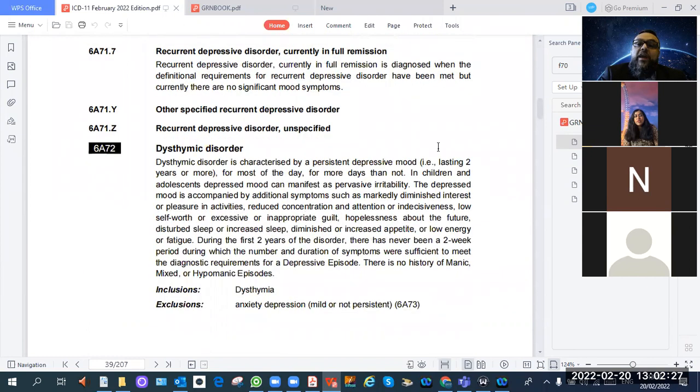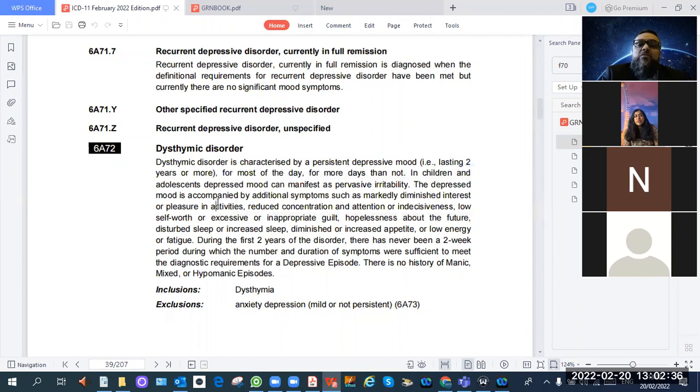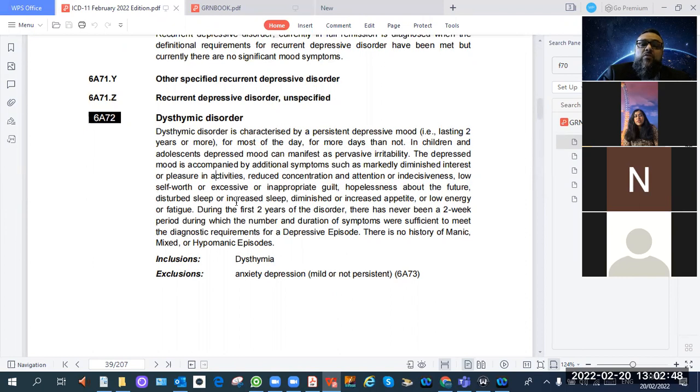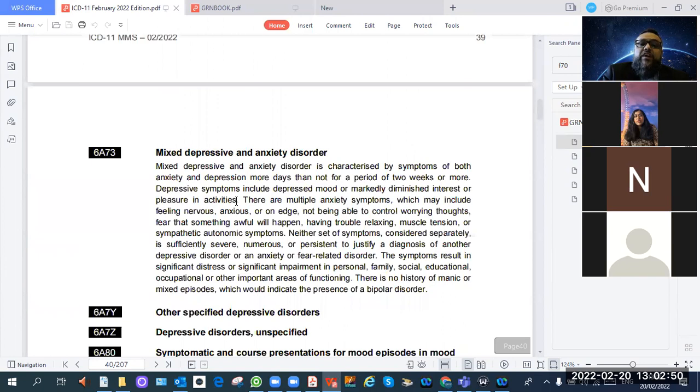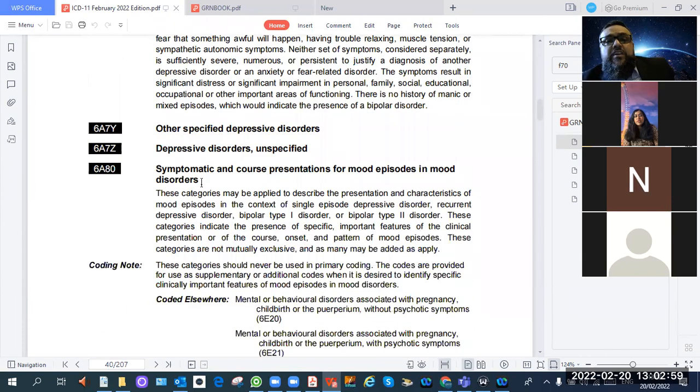Dysthymic disorder, again, it says 2 years or more. So if the person is depressed for most of the day, but they don't fulfill the criteria of a major depressive disorder, or are not at least going through a moderate depressive episode, then you can say it's a dysthymic disorder. Mixed anxiety and depressive disorder, it's the same as in ICD-10, not meeting the criteria of either depression or anxiety.